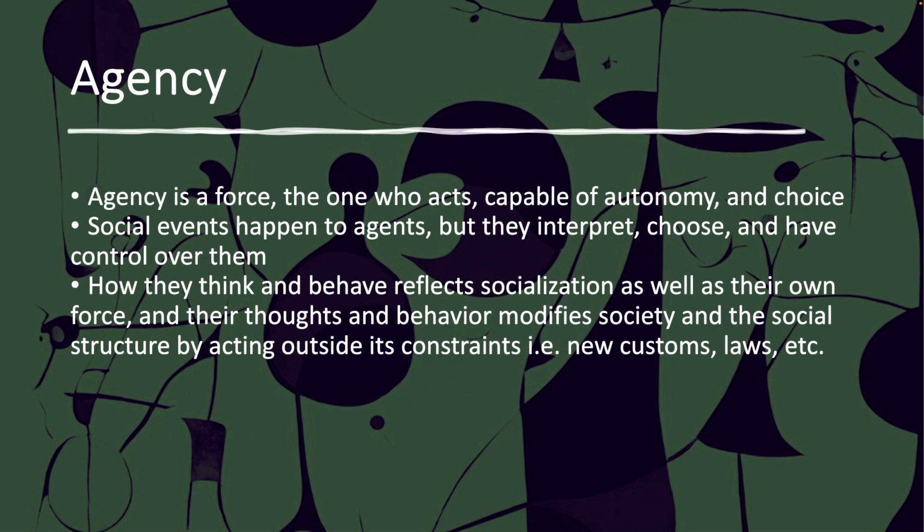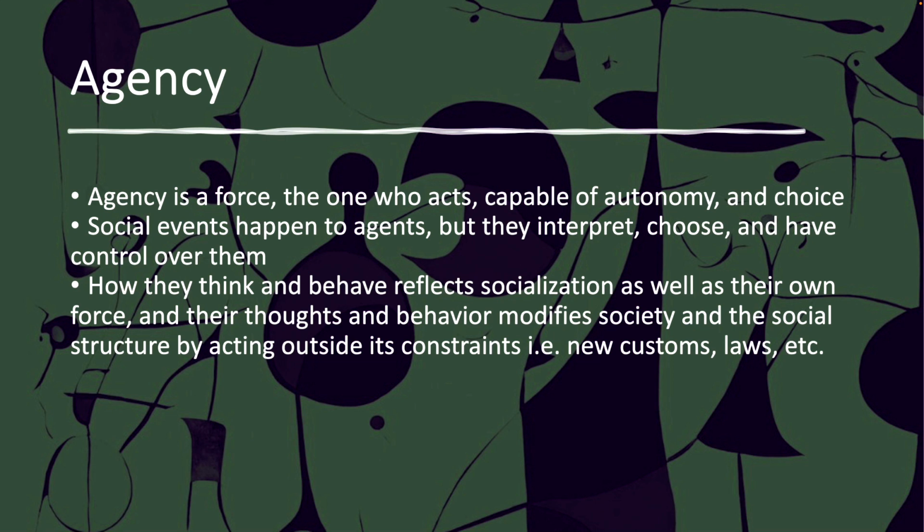So a related term here would be agency. So agency is a force. The agent is a force. It's one who acts, one who is capable of autonomy to some degree, who is capable of a choice. So social events can happen to agents, but they, as agents, interpret, choose, and have control over the events themselves. This is what we mean by this concept of agency.